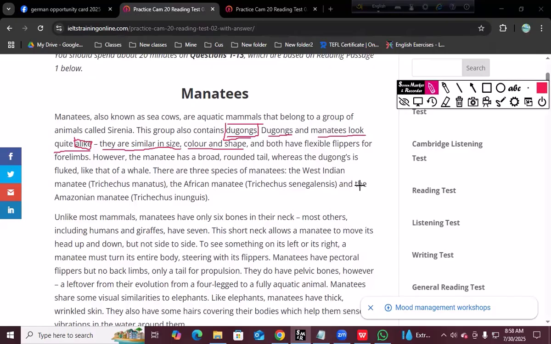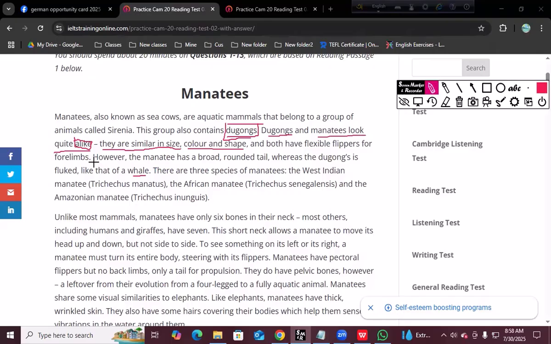And both have flexible flippers for limbs. However, the manatee has a broad, rounded tail, whereas the dugong is flat, like that of a whale. Okay, so we have got the answer.